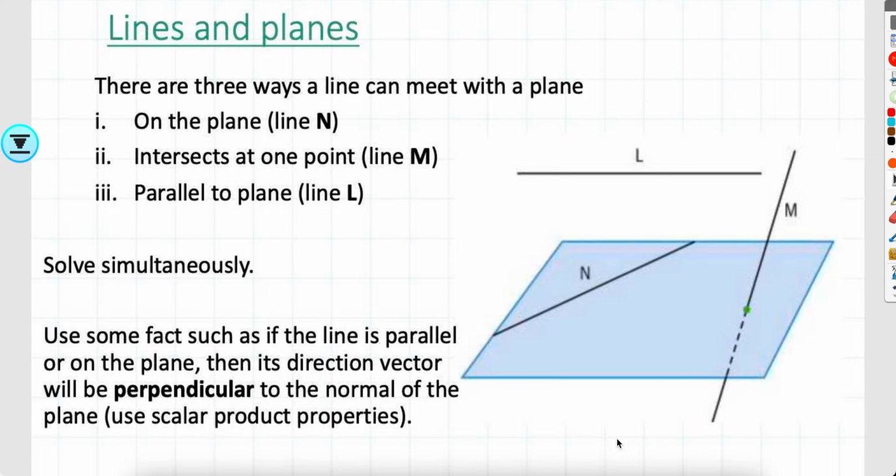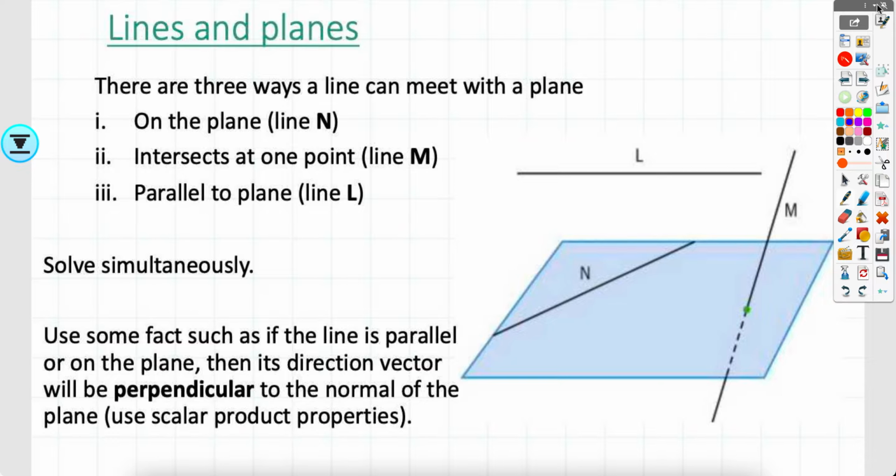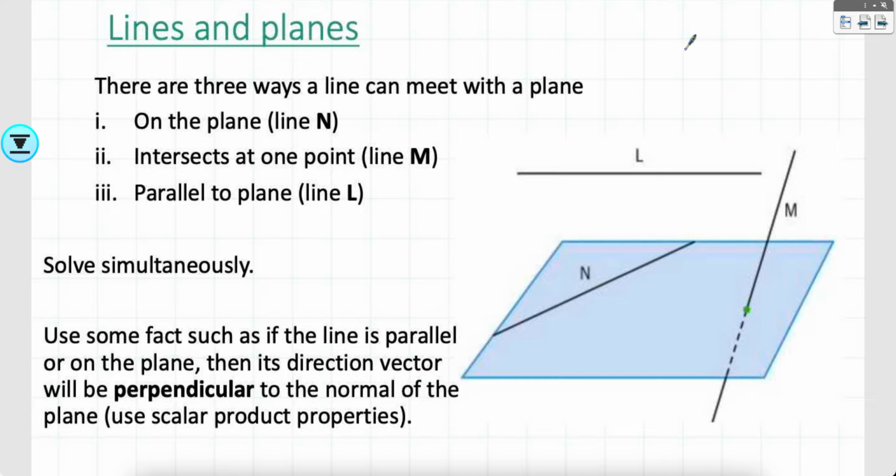solving them simultaneously. You can also use some facts, such that if you have a line that is parallel or on the plane, then the direction vector of the line should be perpendicular to the normal of the plane. So you can use that to check that they are parallel or coincide. You can take the scalar product of the direction vector and the normal of the plane and check that it gives you a 0. So that's one way to check. There's another way to actually solve these problems. I will just do a quick step-by-step. That's just one of the methods we will be using in the worked example today.